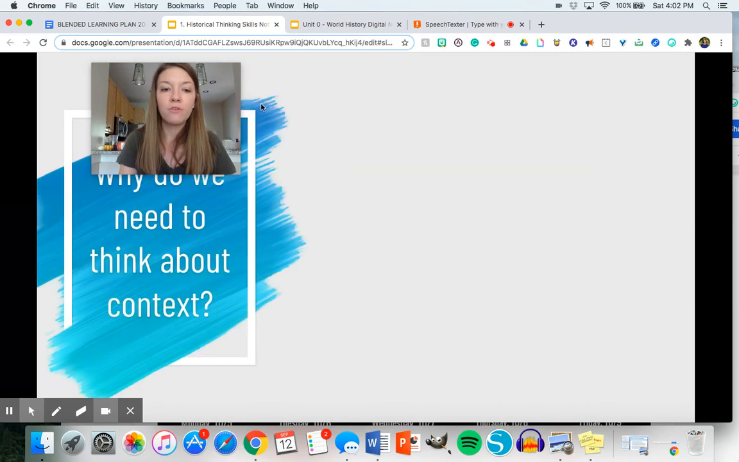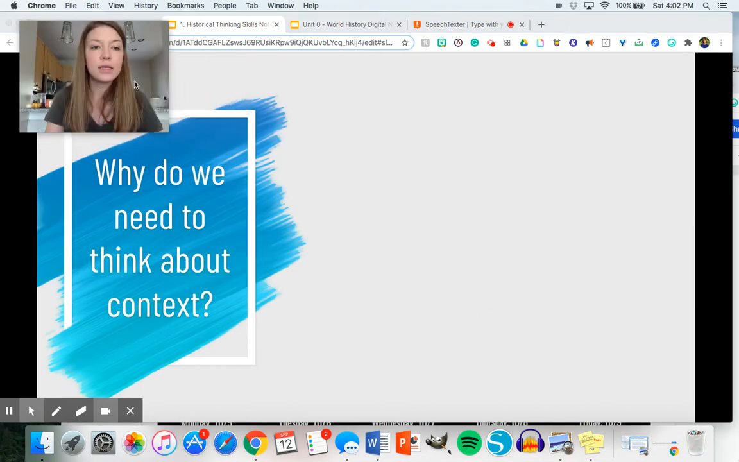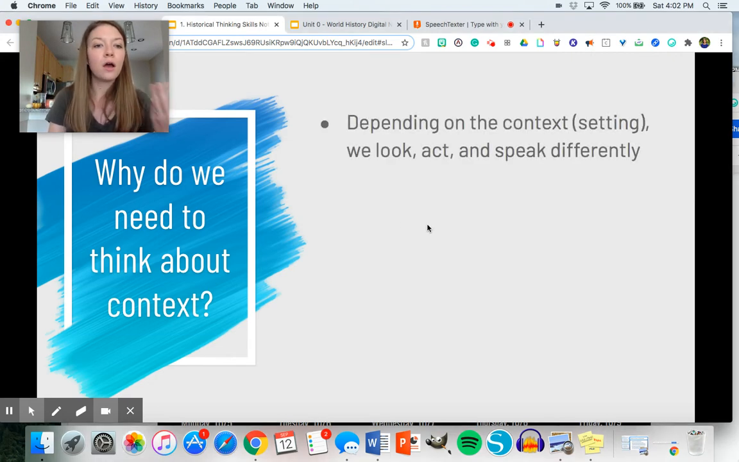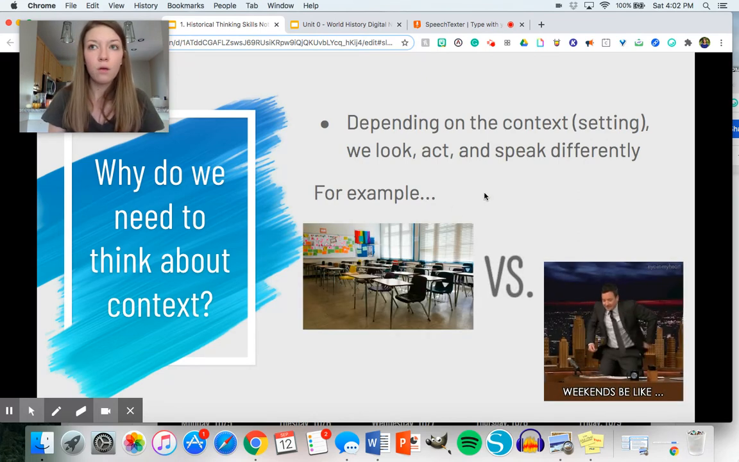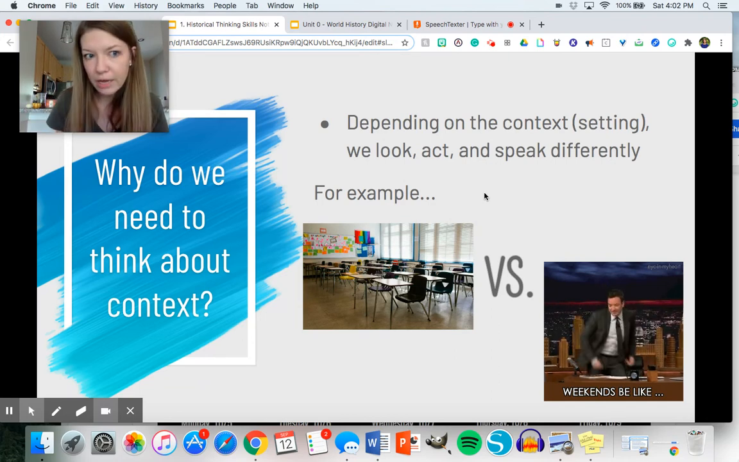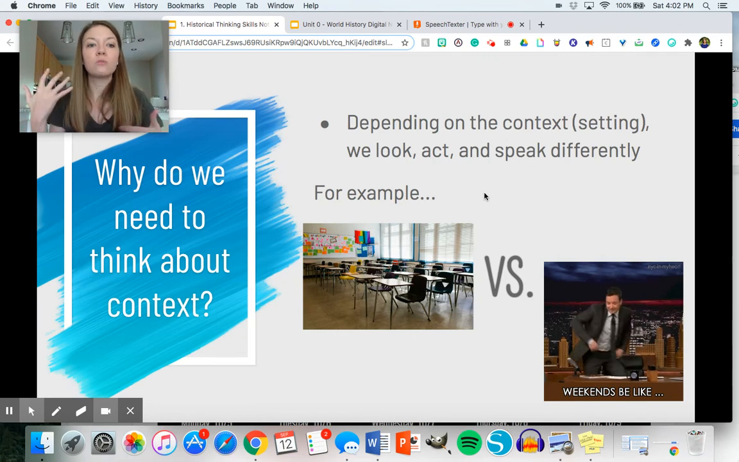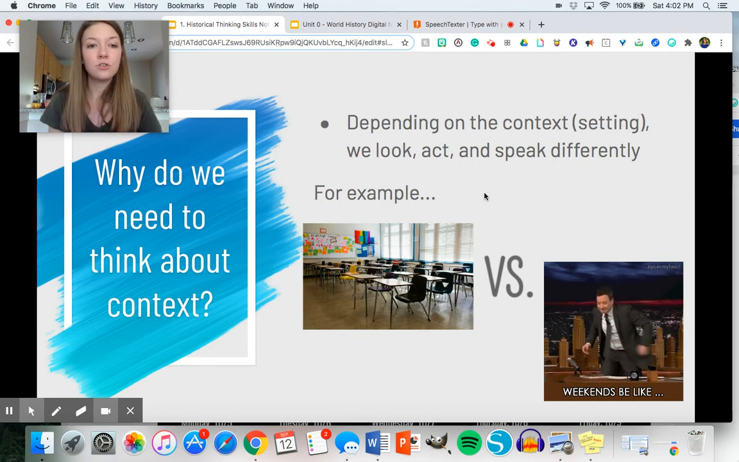And I want to talk about a few examples to show you why it is that we need to think about context, okay? So depending on the context or the setting of something, we look, act, and speak differently. So for example, right, the way that you act at school probably is different from the way that you act on the weekends, or it probably should be if it's not, right? So the weekends you're more laid back. Maybe you don't log on to Google Classroom. You procrastinate and wait until Sunday to do your work. But in class, right, the context is different.